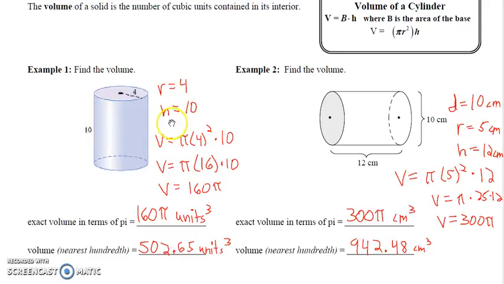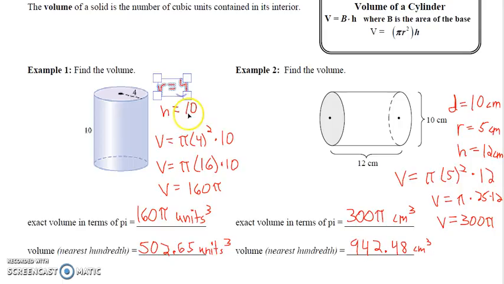So I go R4, H10, and then I write out, usually I would write out the formula, but since it's right here, I didn't rewrite it. But if I had a mixed bag of different types of questions, I would find the volume of the cylinder and I would write V equals pi r squared h, and then I would substitute these numbers in. And that's what I've done here.